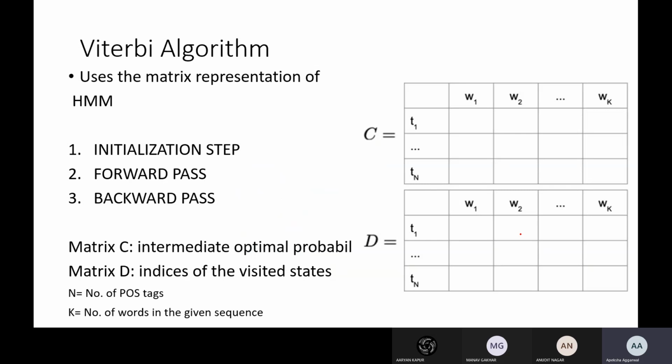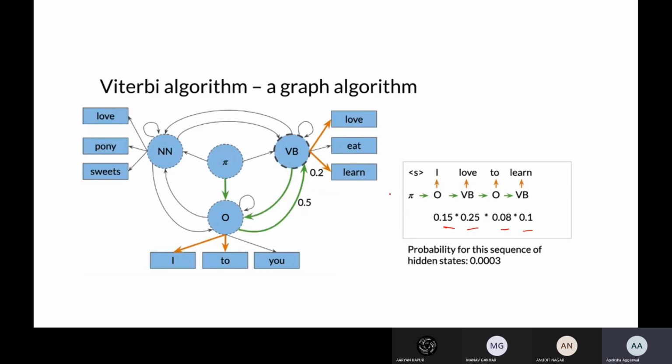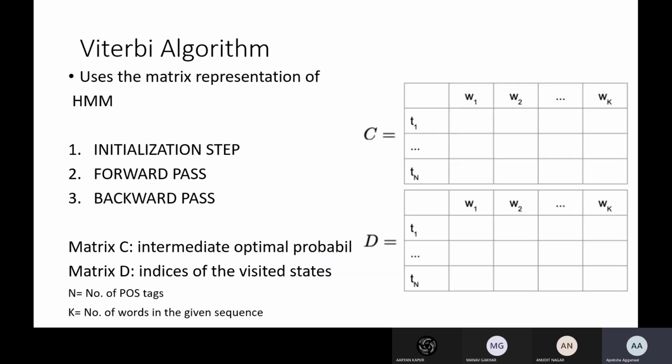So let's see how this algorithm works. This was just an example we have seen. Now, how do we carry this out in the actual procedure? The procedure involves three steps: first is the initialization step, then the forward pass and the backward pass. In the initialization step, two data structures are used: the C matrix and the D matrix.